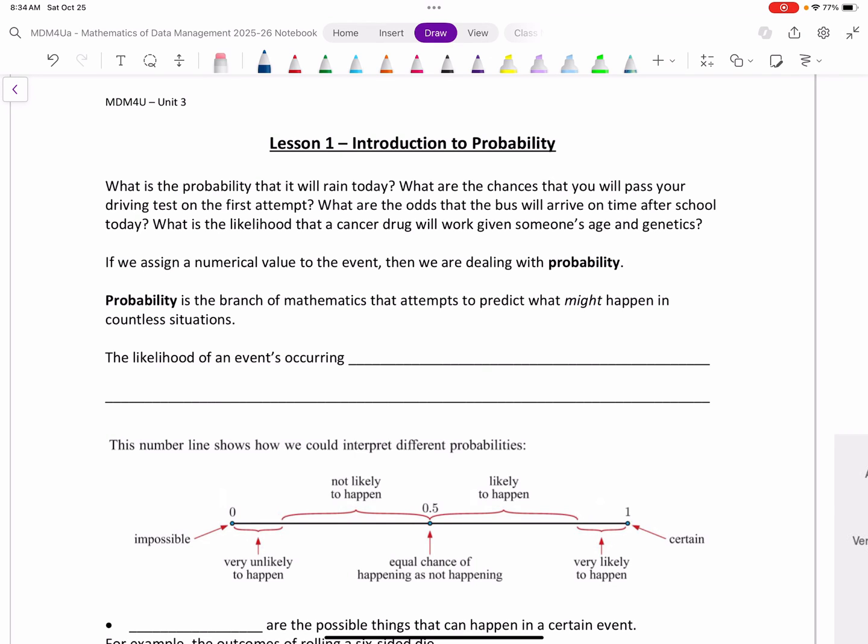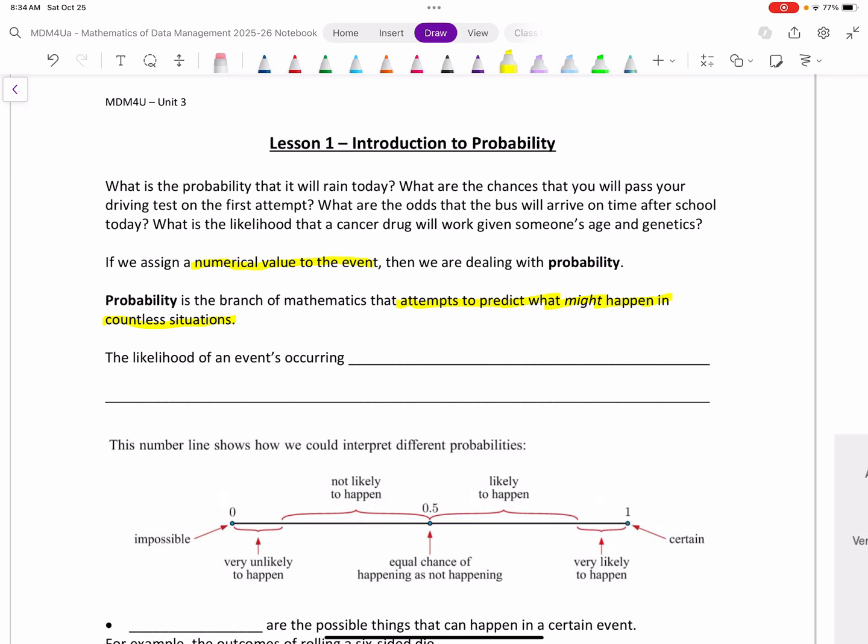This is lesson one of the third unit, and today we're going to introduce probability and talk about different types of probability. So math, this is a branch in math where anytime you are trying to attempt to predict what might happen in a situation, you're talking about probability. And if you assign some sort of numerical value to this, then you obviously have a situation like probability.